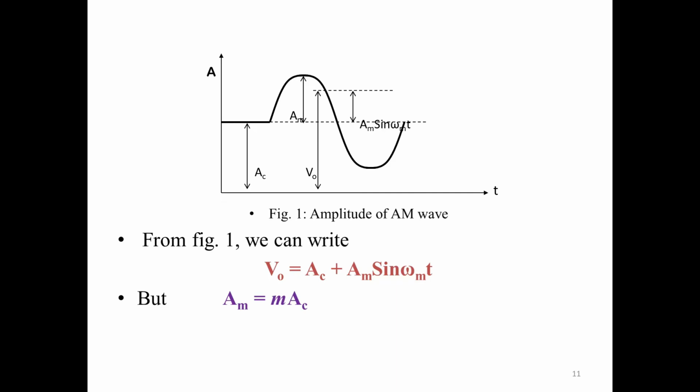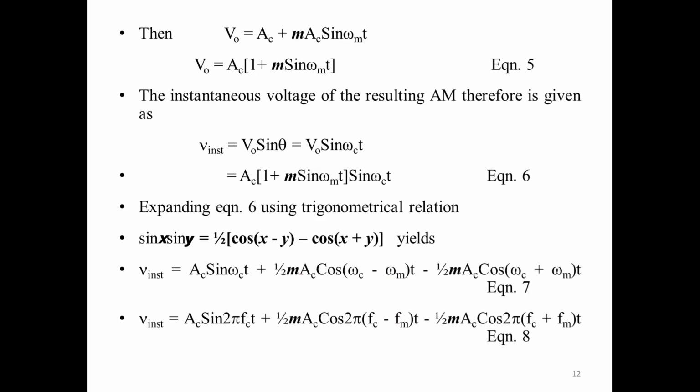Look at Fig. 1, you see AC, the amplitude of the carrier, being modulated by the amplitude of the modulating signal AM. Then the output is given as V0. So from Fig. 1, we can write that V0 is equal to AC plus AM sine omega mt. But remember that AM is equal to MAC. Then V0 will be equal to AC plus MAC sine omega mt. If we simplify further, we have that V0 is equal to AC into 1 plus M sine omega mt. Call that equation 5.